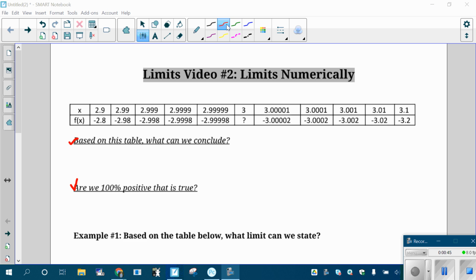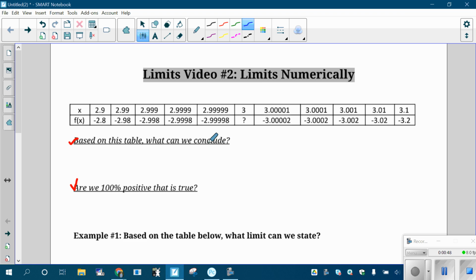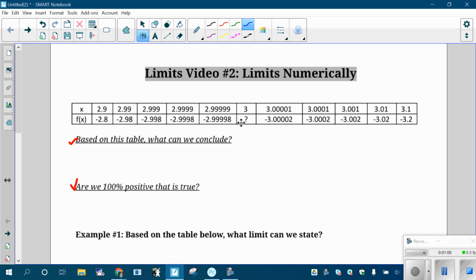Okay, so what you might have said was, oh, well, based on this table, it looks like the y value, the f of x value, when x is 3, it's got to be negative 3. It's got to be. Look, this is like negative 2.999, and this is negative 3.0. This y value has to be negative 3. In other words, it's very tempting to conclude that f of 3 is negative 3. You should be able to fill in a negative 3 right there.